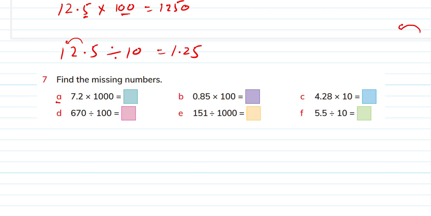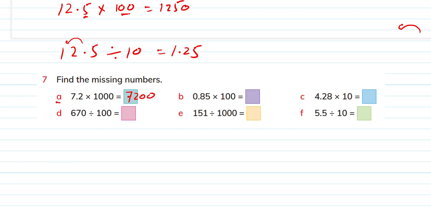Look. Wait, Nasser. Let him say. As there are three zeros, the decimal has to jump three digits. One digit is already there, so for the other two you have to put zero. So he is correct. It will be 7,200. It will jump three digits.